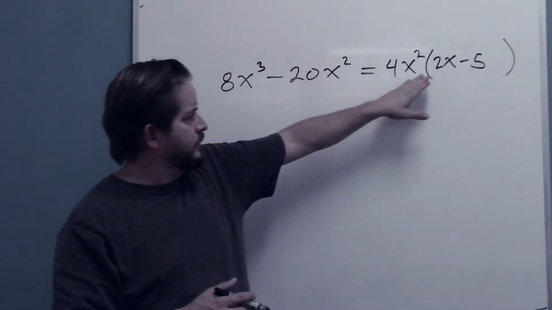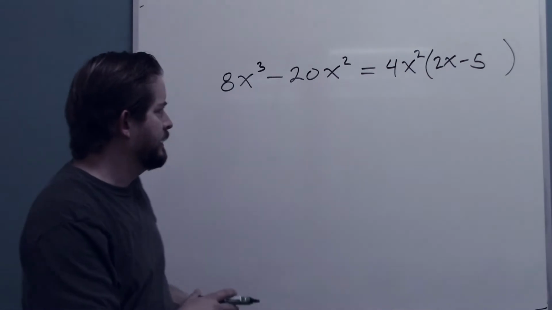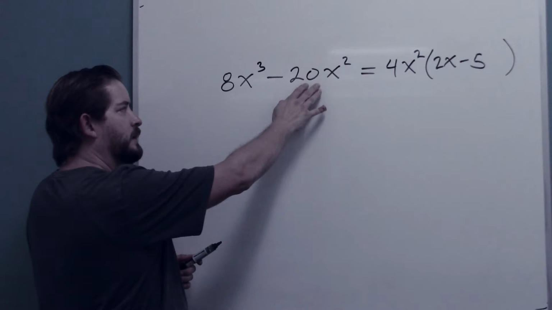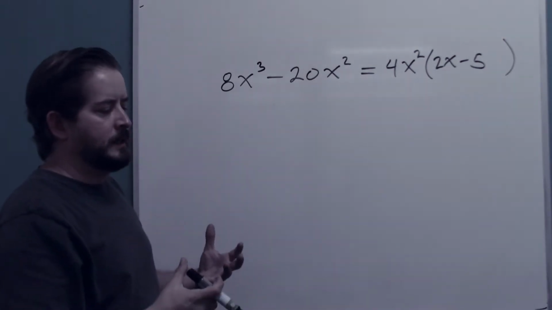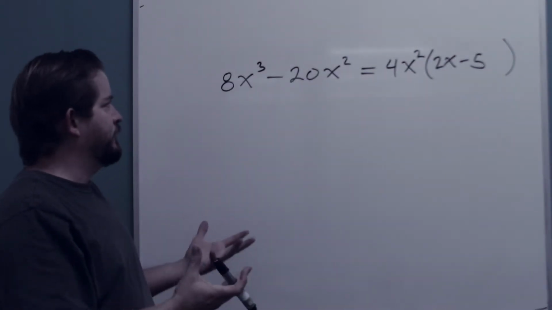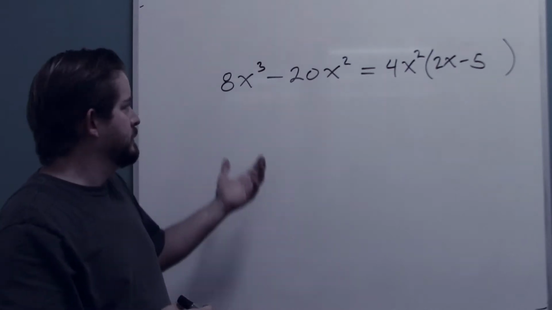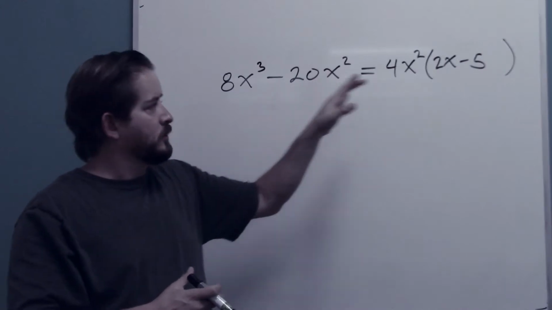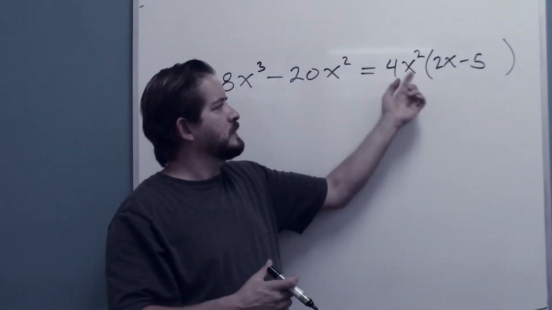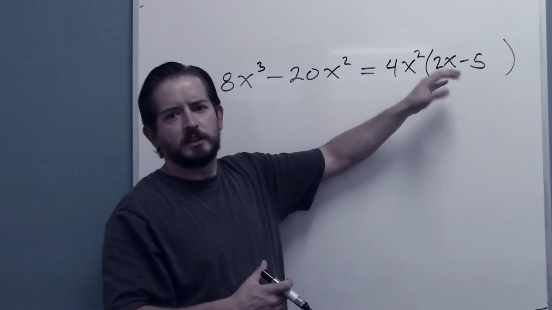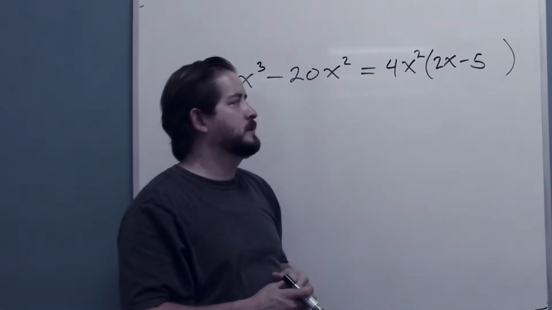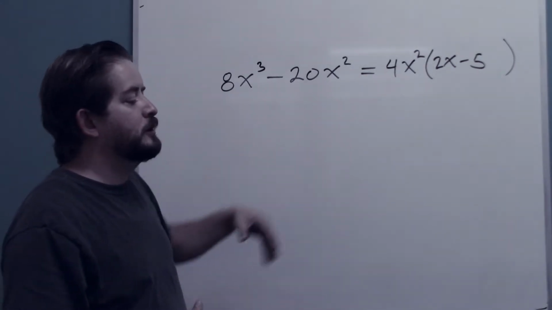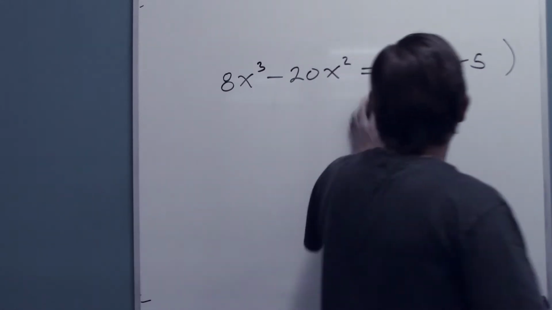And I got this 2x and this 5 by dividing. So essentially what I'm saying is, if I take this 8x to the third and this 20x squared, I'm looking for the greatest common factor, the biggest number, the biggest expression that I can divide both of them by so that I can bring it out here. Because that division is essentially the inverse operation of the multiplication for the distribution. So that's the key, is that we want to be able to divide all of our terms by the same thing.